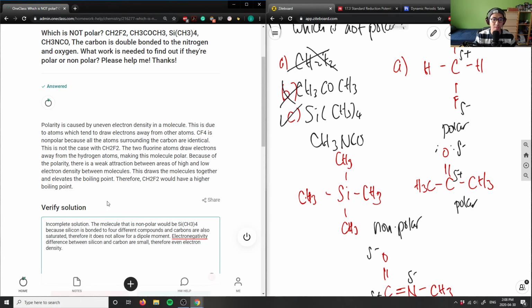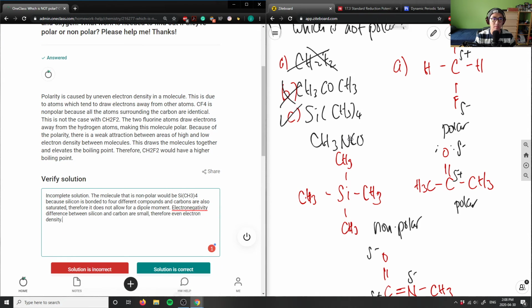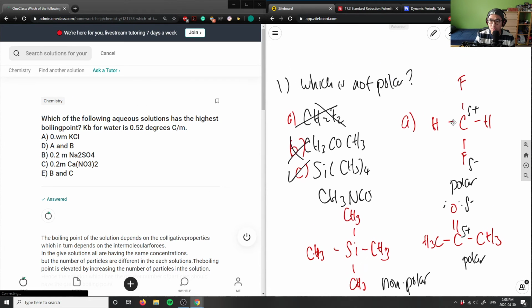So this here is an incomplete solution. The molecule here is, again, silicon, bonded to 4 methane groups. So the solution, I'm going to say, is incorrect just because it's an incomplete solution here. All right, that's number 1.